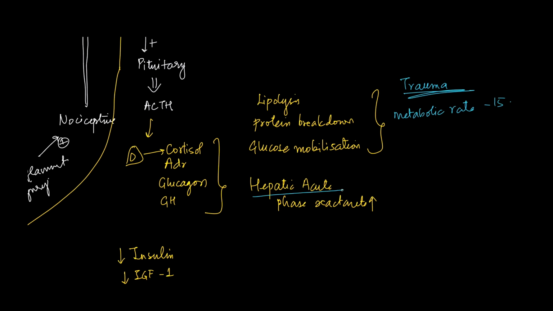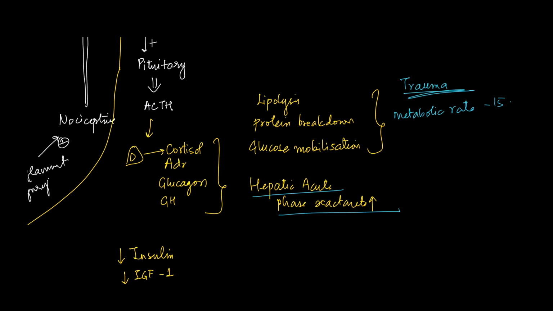Now, coming to the hepatic acute phase reactants, there is a rise in these reactants which act as a double-edged sword, because it provides the proteins which are important for recovery and repair, but these acute phase reactants rise at the expense of lean tissue and energy reserves.